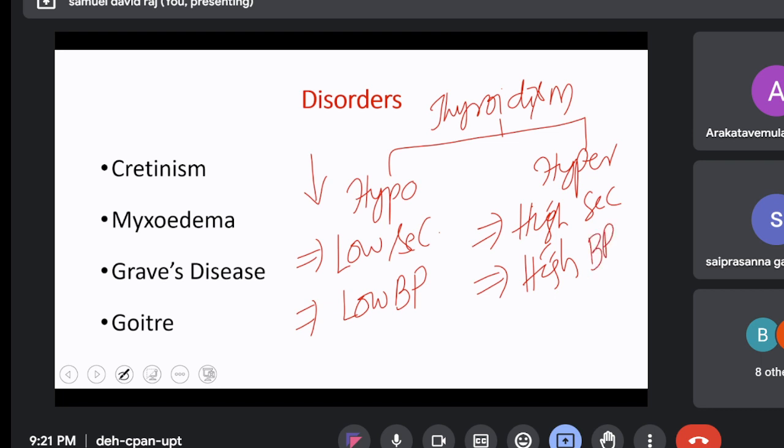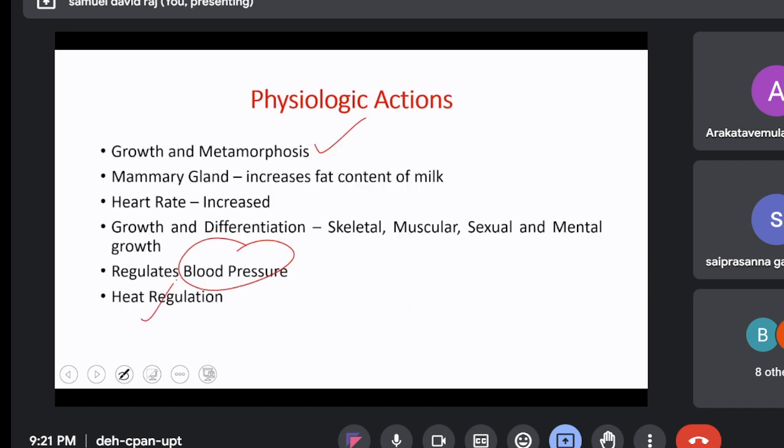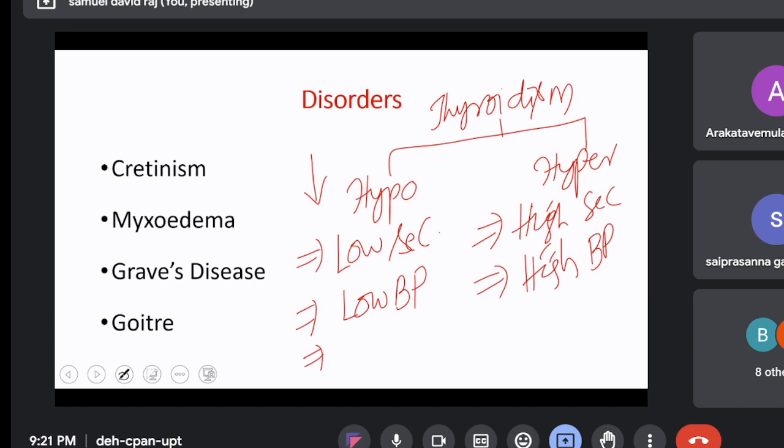This is another consequent feature. Another one is that it regulates temperature. So these are susceptible to cold, whereas these are susceptible to high temperatures. So these are the basic things that are happening here.